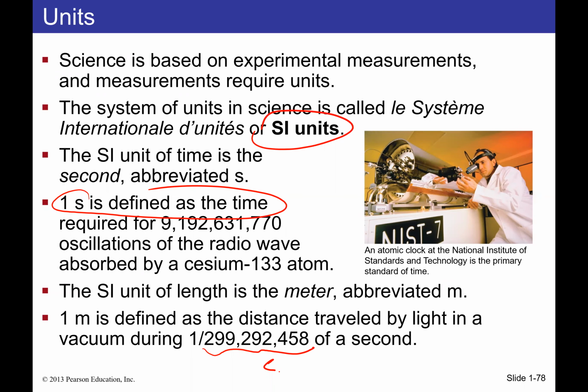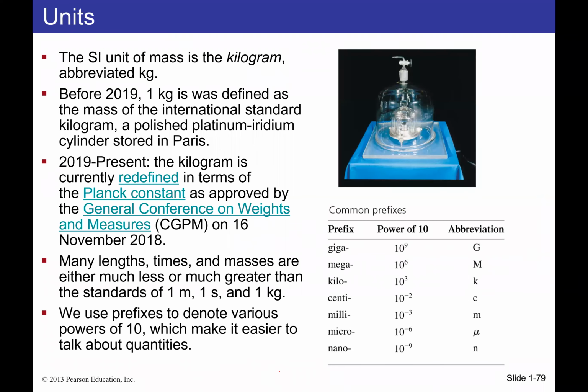Okay, so a kilogram until 2019 was based on a platinum-iridium cylinder that was stored in Paris. But after 2019, it was redefined in terms of a physics constant. We call it the Planck constant, as approved by the General Conference on Weights and Measures.